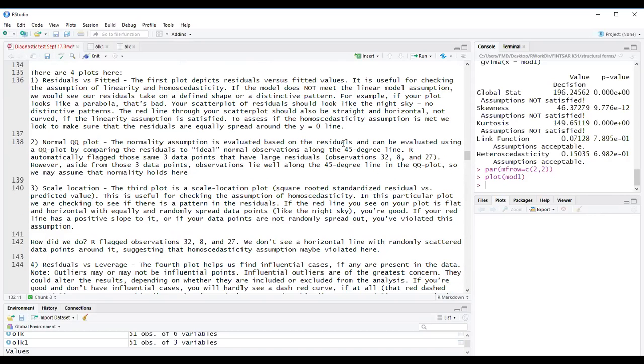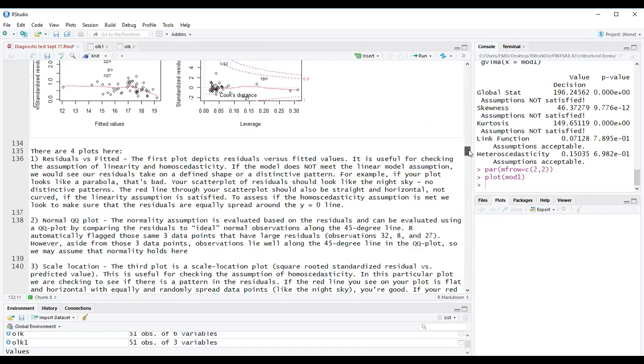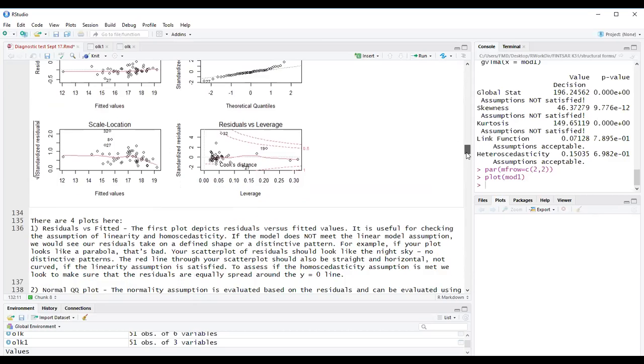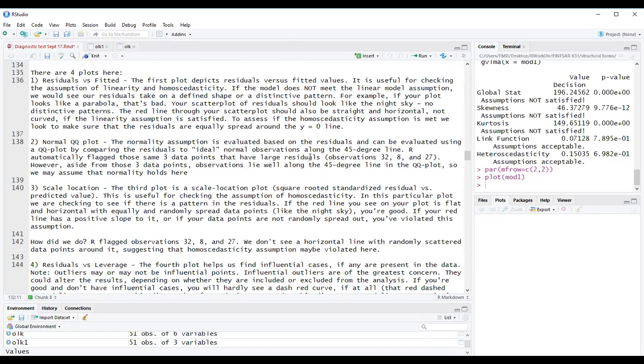So yung sa QQ plot dapat, guys, nasa 45-degree line. Okay, so may pinakita na kagad si R sa atin dito na may red flag na dito: 27, 8, and 32. So this means mga possible influential points. Okay? Clear, guys? Dito yan, ha?